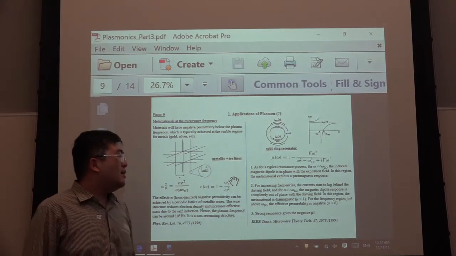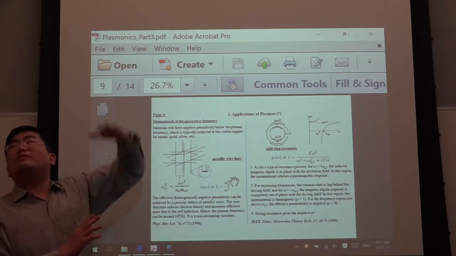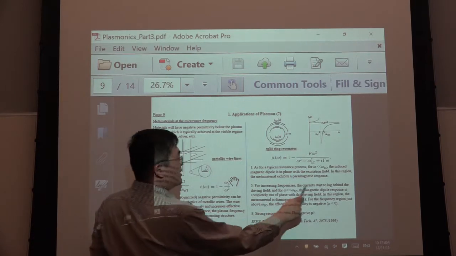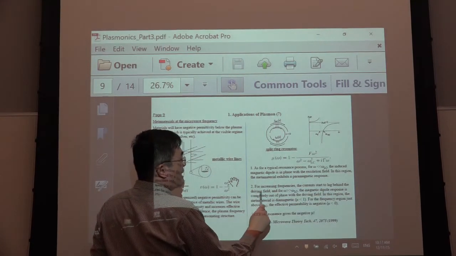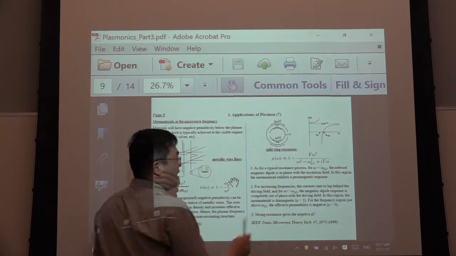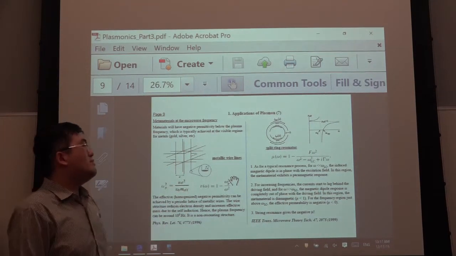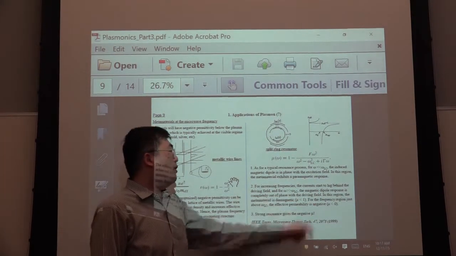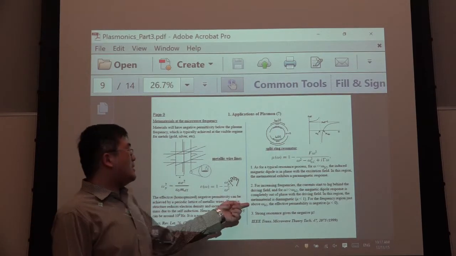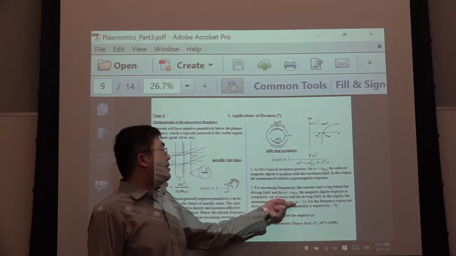Okay, in phase. For increase of frequency, the current starts to lag behind the driven field. That means it cannot follow this driven field. It's out of phase. So in this region, the metal material is diamagnetic.